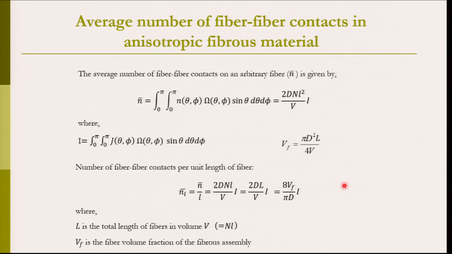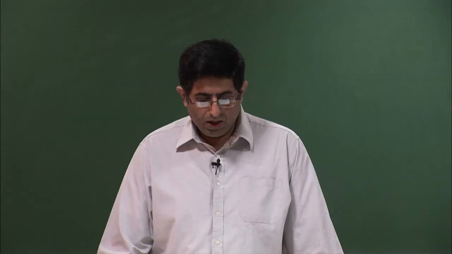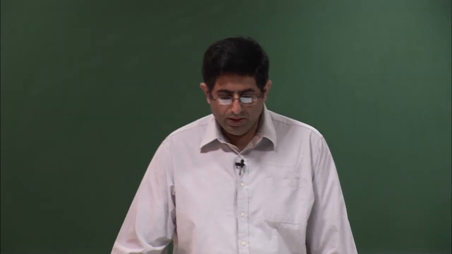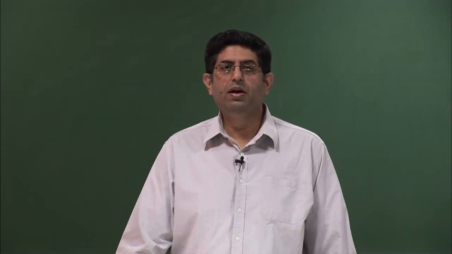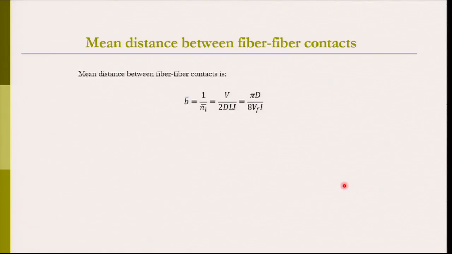So, these are all measurable quantities. We know the fiber volume fraction, we know the fiber diameter, we can measure the fiber orientation distributions of a particular fibrous material, then we can calculate how many fiber to fiber contacts there are per unit length of the fiber. Now, the next step would be to calculate the mean distance between the fiber to fiber contacts.